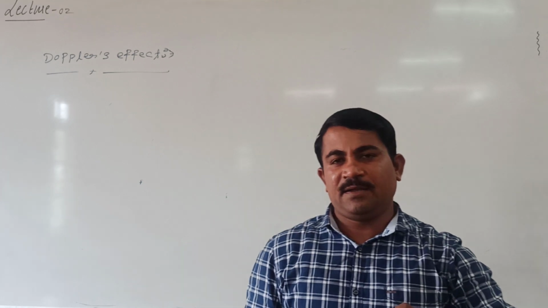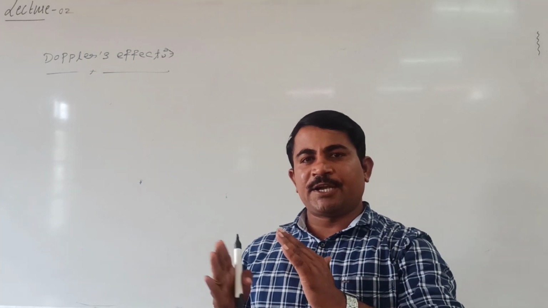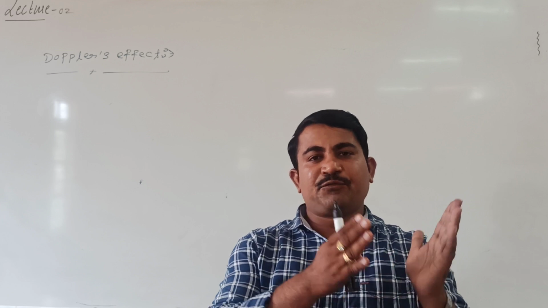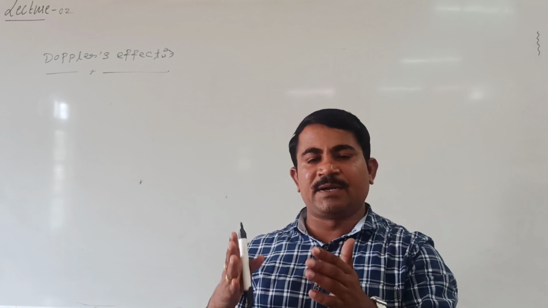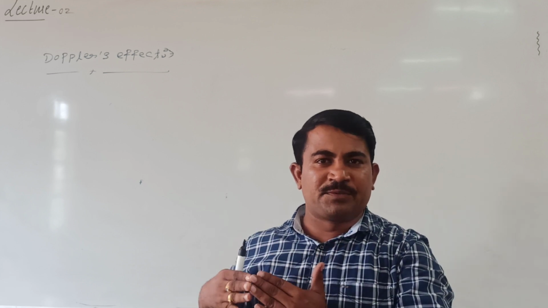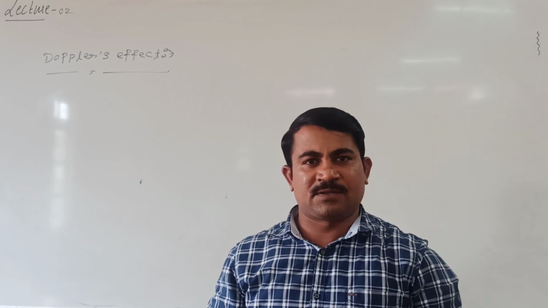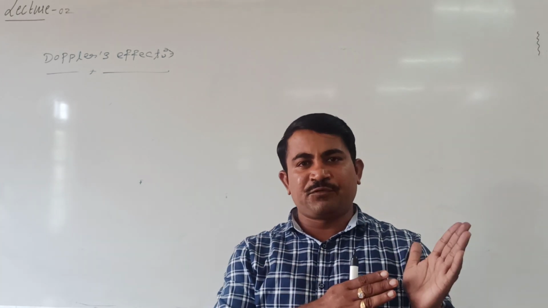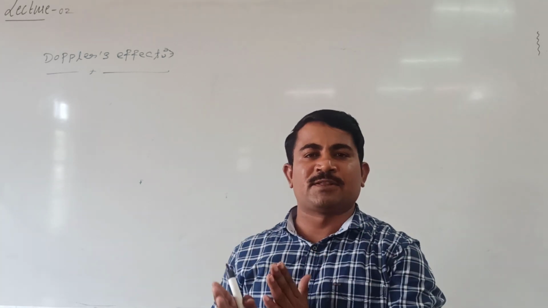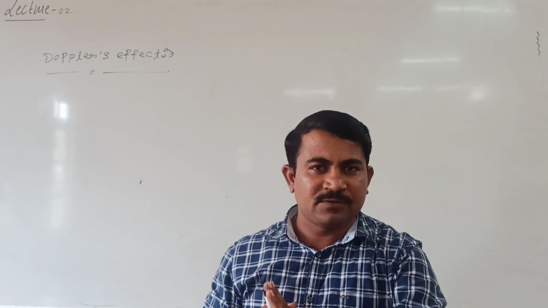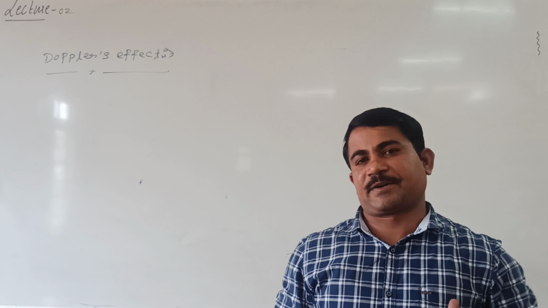The Doppler effect says that wherever there is relative motion between the source of light and the observer, the frequency received by the observer is different from the actual frequency, or the wavelength received by the observer is different from the actual wavelength. This phenomenon we call the Doppler effect. I mean, the change in frequency or wavelength of light whenever there is relative motion between the source of light and the observer, that phenomenon we call the Doppler effect.